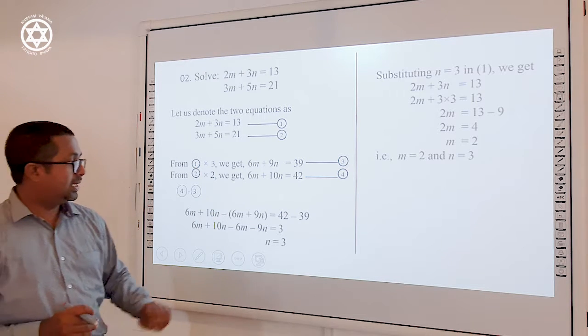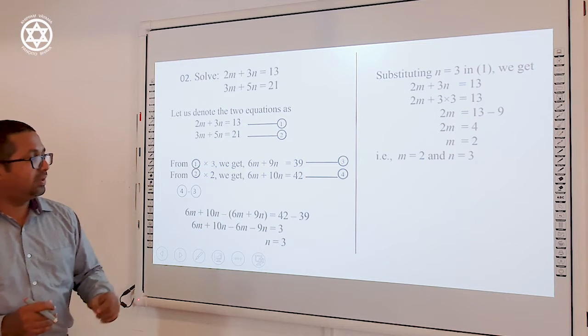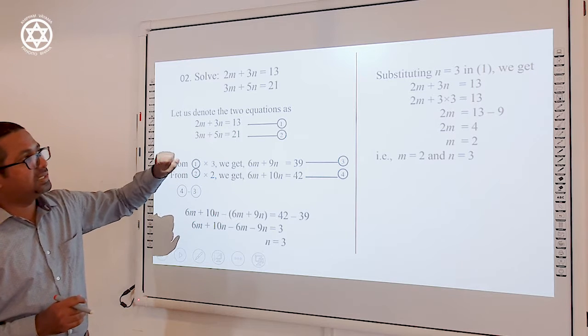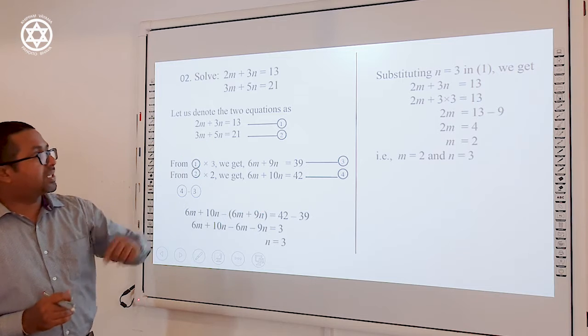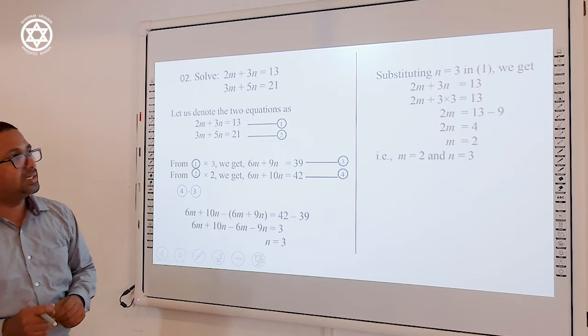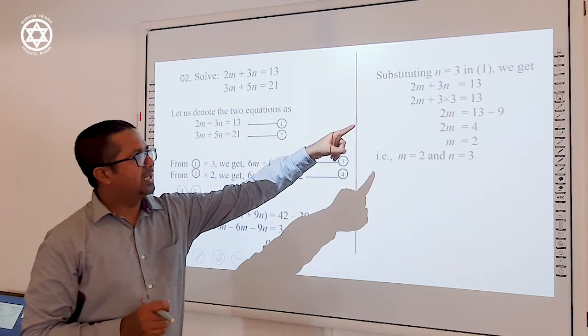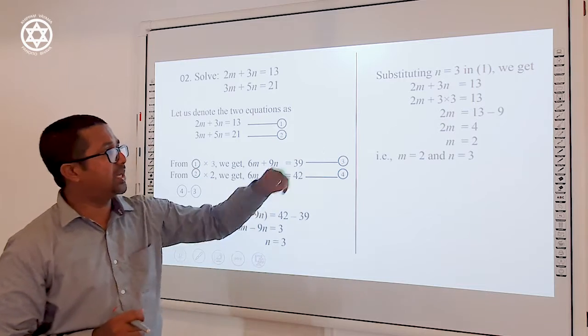Okay, normally as a next step, you must substitute this value. You can select one equation out of the two equations. Here I select the first equation for that. Then 2m plus 3n is equal to 13. Then substitute 3 for n. Then you can see 2m and 3 times 3, then we multiply 3 times 3, is equal to 13.